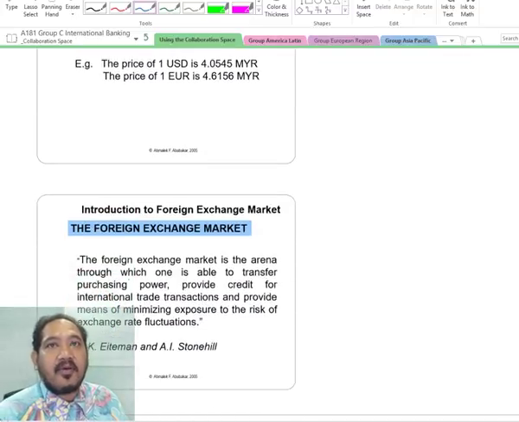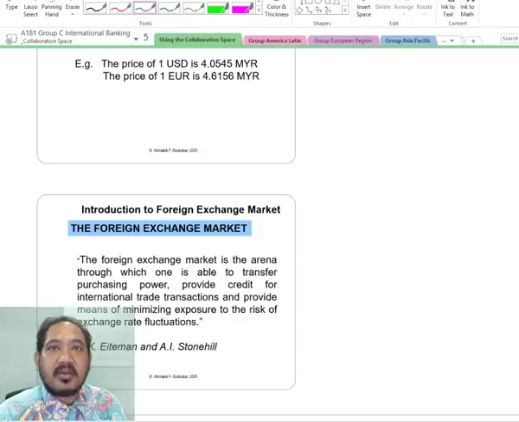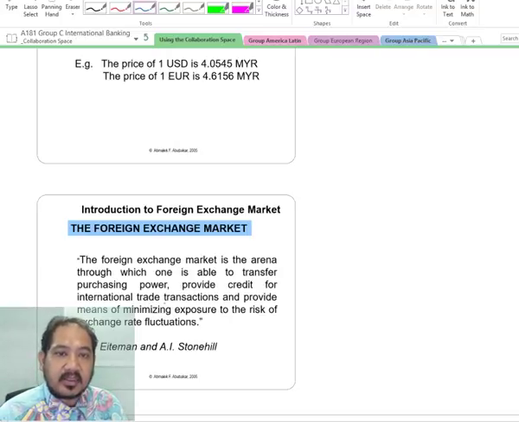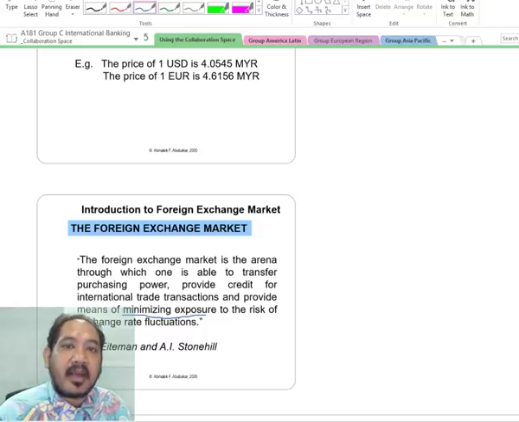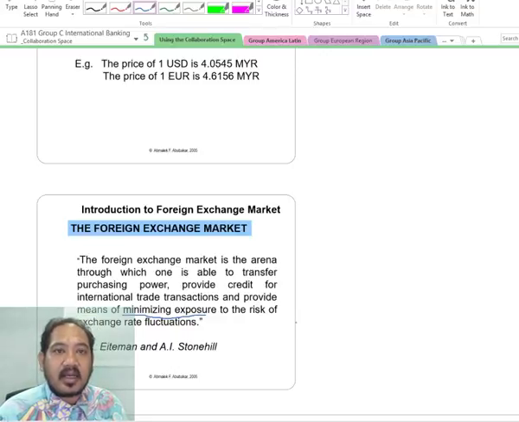Now, basically, the foreign exchange market can be defined as the arena in which one is able to transfer purchasing power, which is the buying power, and also provide credit for an international trade transaction, for example, for exporters to convert their currency, or for importers to buy the currency to pay for their international trade products. It is also used to minimize the risk exposure of exchange rate fluctuation that the international bank faces. So this is how the foreign exchange market works for international banks.